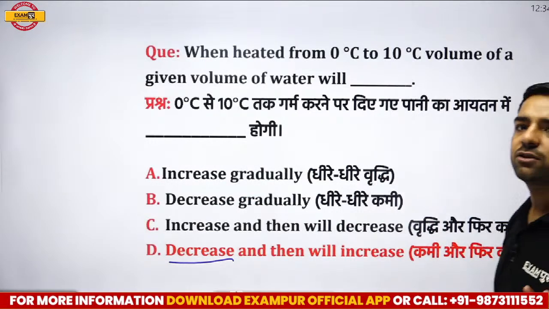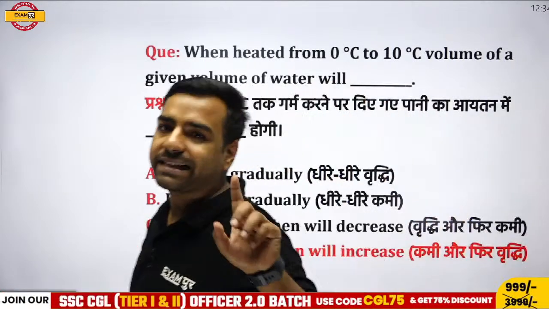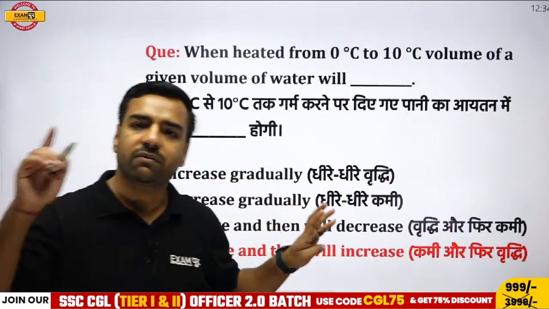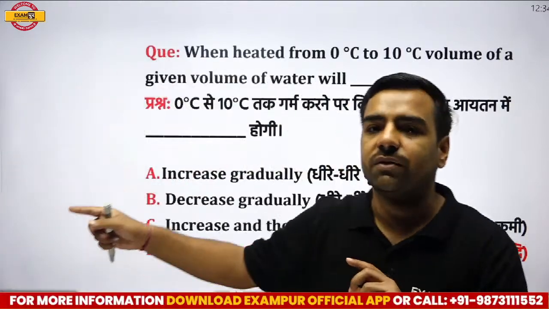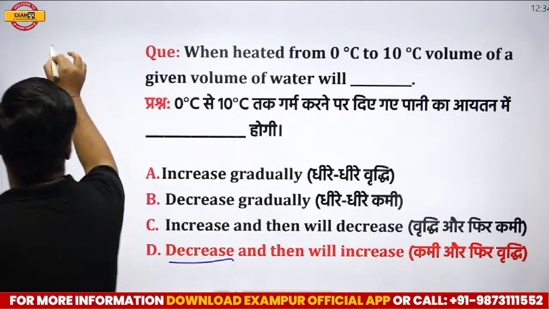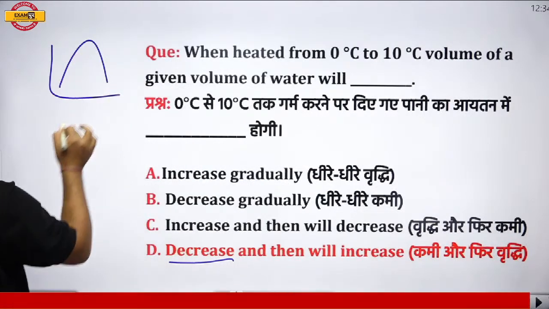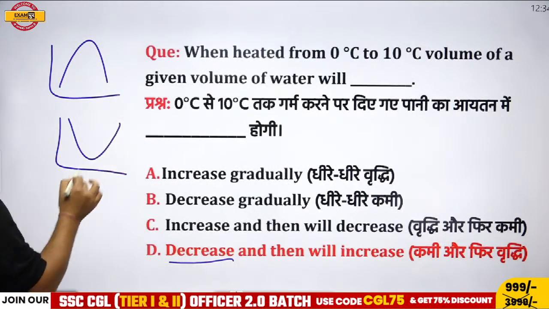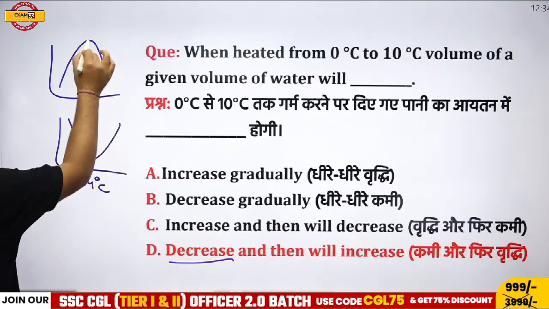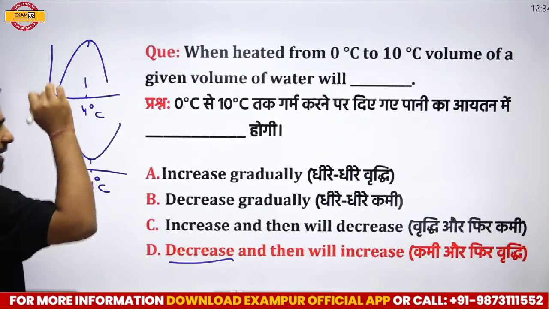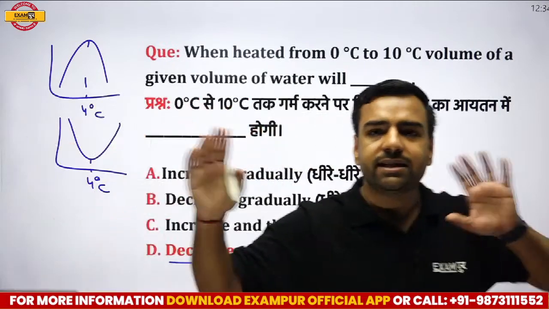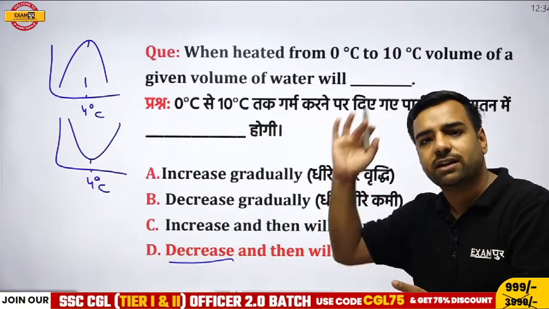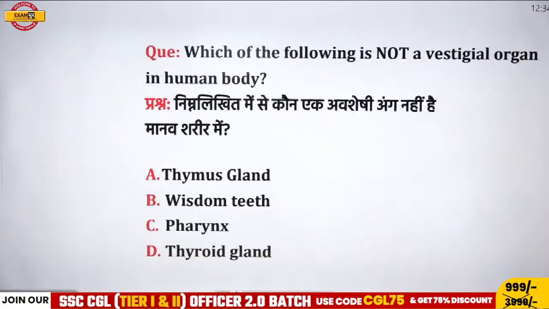I guess everyone has understood that fact. Water will have maximum density at 4 degrees centigrade. But if I talk about volume, the graph is totally reverse. If I talk about the density graph, it is like this. But if I talk about the volume graph, it will be like this at 4 degree centigrade. So I guess this logic is clear, everyone. Please, in these types of questions, just have a look at the graph and try to solve it. Okay, let's move forward to the next question.